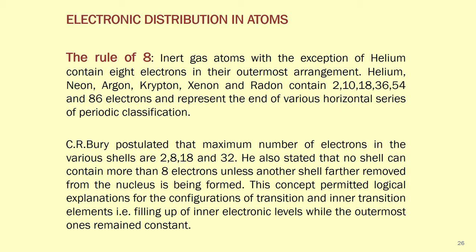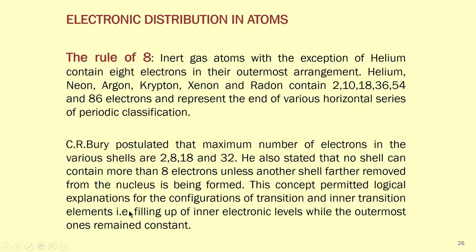So, C.R. Burry is the name of another scientist. He postulated that the maximum number of electrons in the various shells are 2, 8, 18 and 32. He also stated that at that time xenon and radon etc. were not discovered. That is why he said 32 is the last. He also stated that no shell can contain more than 8 electrons unless another shell farther removed from the nucleus is being formed.